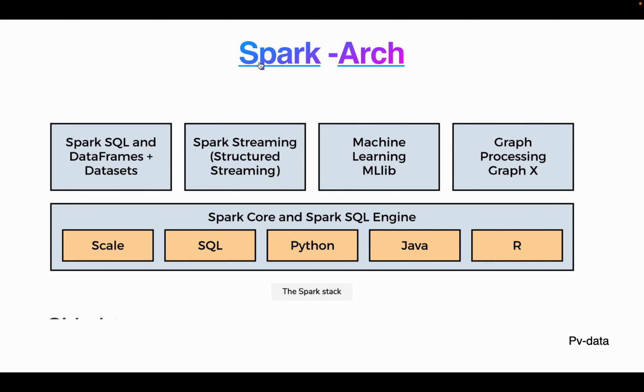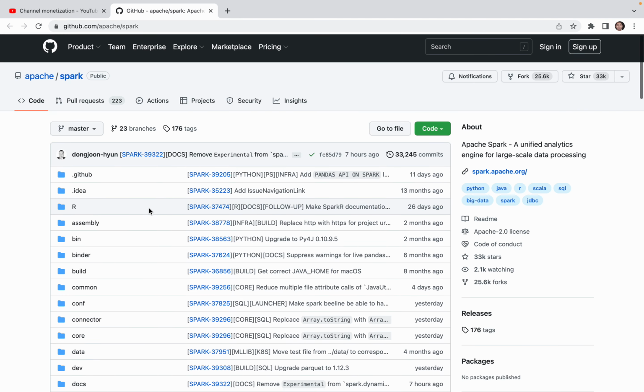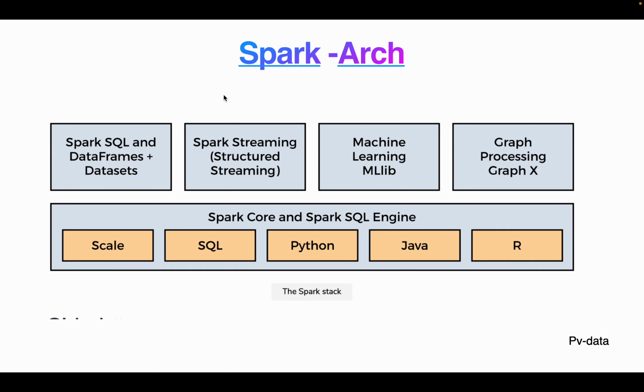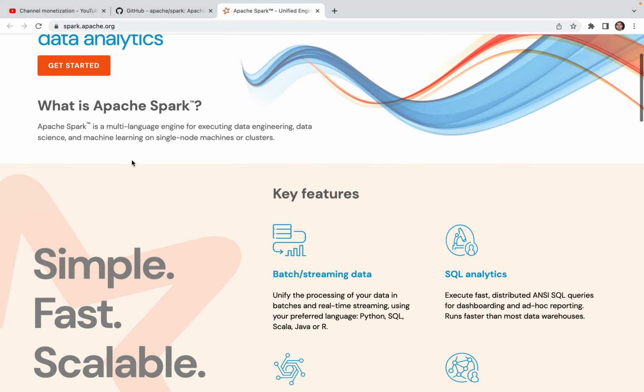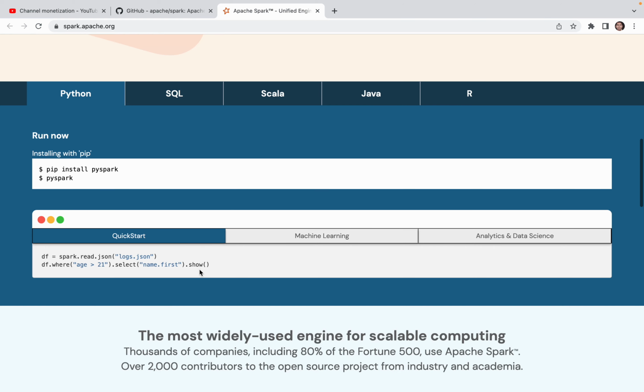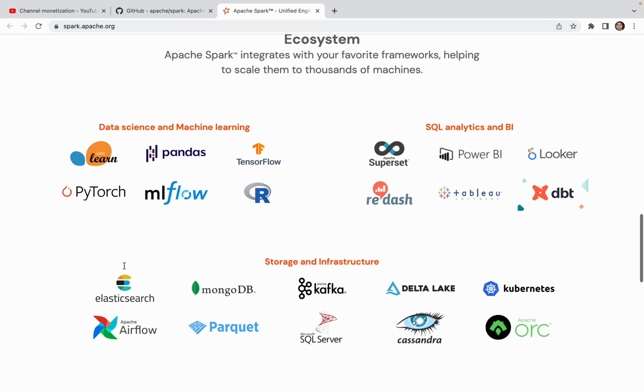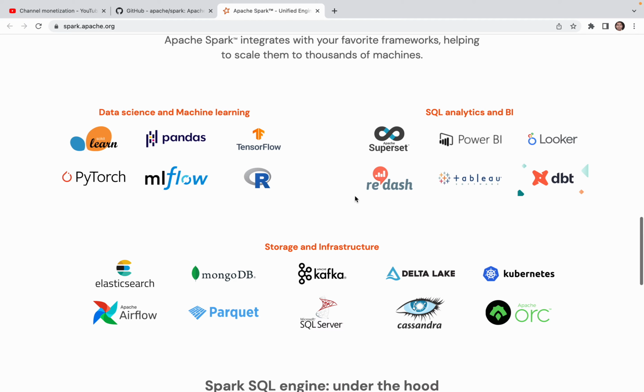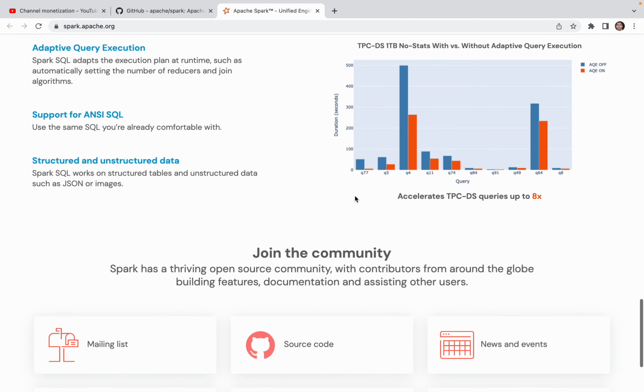I will provide a link, the GitHub link of Spark, in my lecture, and this is the original Spark documentation. So please download Spark and start working on it. There are a lot of companies using Spark, so it's very important if you really want to learn about data processing or big data.